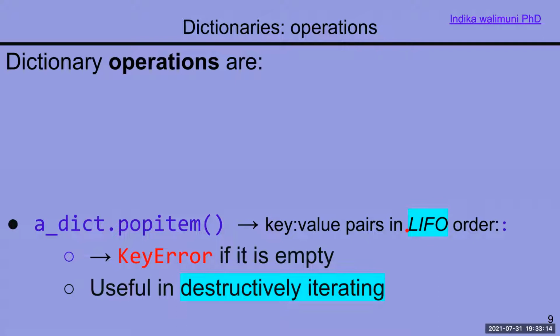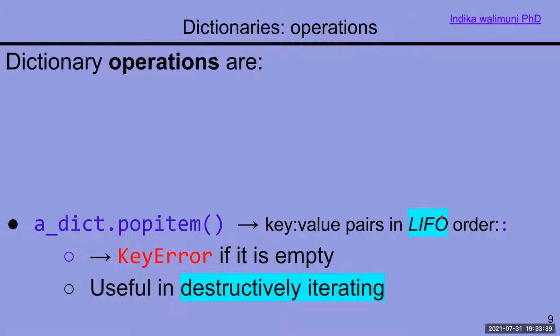So the last key value pair will be sitting on the top of the stack. So it's similar to the stack data structure, not all the way, but the ordering is similar to a stack data structure. We call it LIFO, with the L coming from last in, and the FO coming from first out.